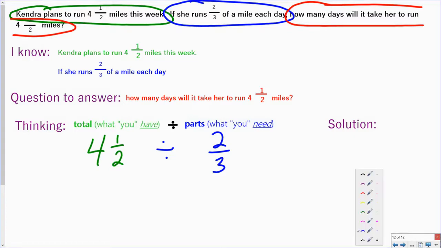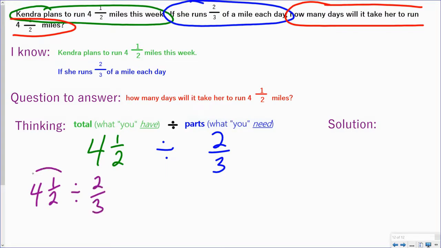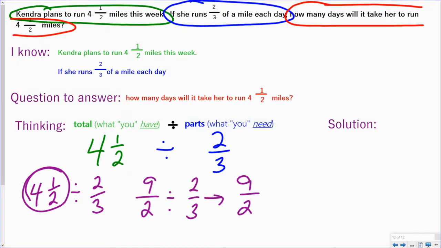So when we do that, take our problem here. We've got 4 and 1/2 divided by 2/3. Well, this is a mixed number. So I want to change it to an improper fraction. So I take 2 times 4, which is 8, plus 1 is 9. So now I have 9/2 divided by 2/3. And to solve this, I can change it to multiplication, and then use the reciprocal, or flip it over, which would be 3/2. And this gets me a total of 27/4.